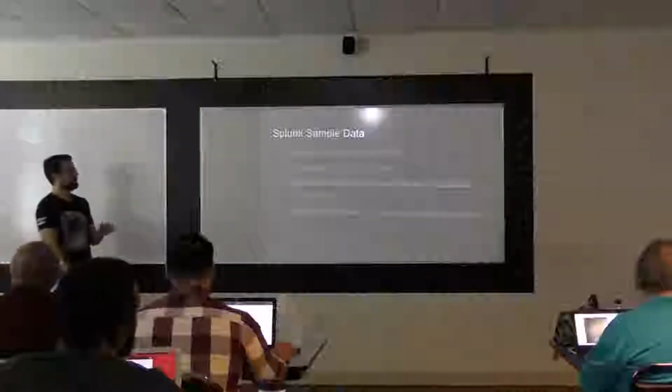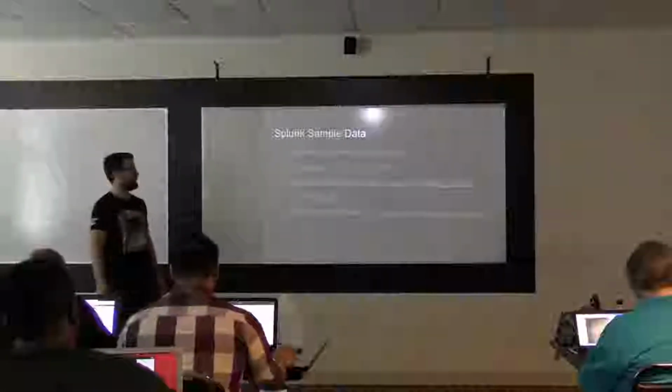Go to that website. For those in the back who may not be able to see it, it's s3.amazonaws, all one word, .com/splunk-sample-data/splunk_data.tgz. If you're in your VM on the command line, you can simply run wget and then that address, and that will download that file for you. So that's the sample data I provided for you.